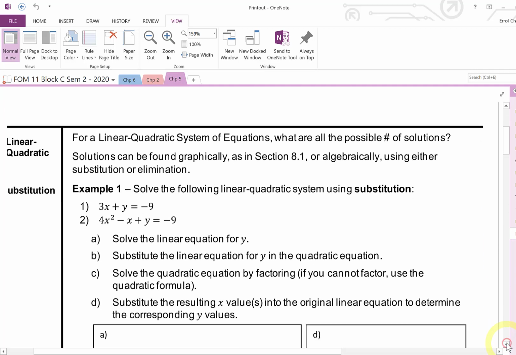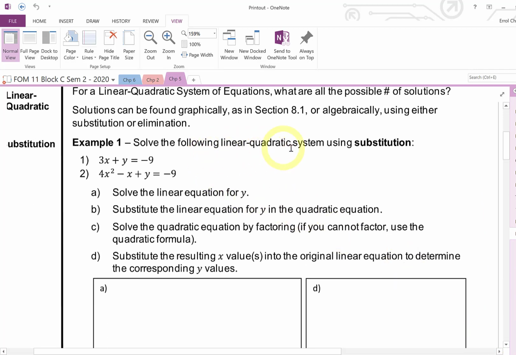And so example number 1 says, solve the following linear quadratic system using substitution. And so this is a concept from Pre-Calc 10. So you have two equations. What we're going to do is we're going to substitute one for the other. And so if you take a look, there's a degree 1, a degree 1. This one's a degree 2. It always makes life easier if you substitute from the degree 1 equation into a degree 2 equation.